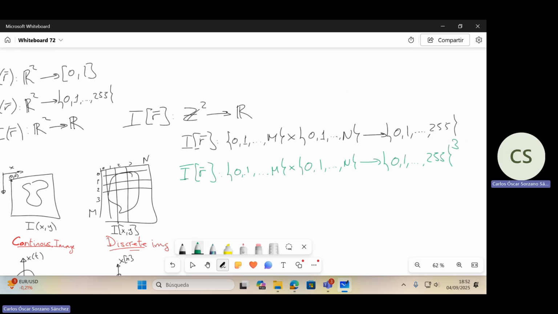The image is a function. It's nothing more than a function. And so are videos and maps and volumes and everything. They're nothing more than functions. So now you see why mathematics is so important, because if you have a function, the right way of studying a function is using calculus. So mathematics is really important here.